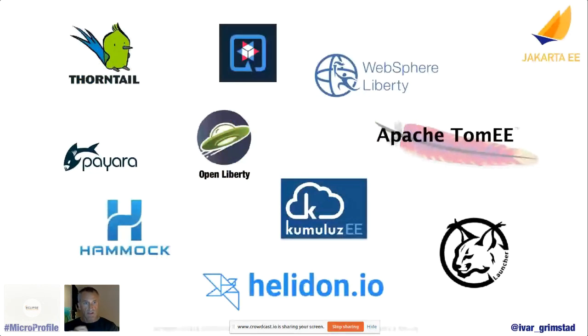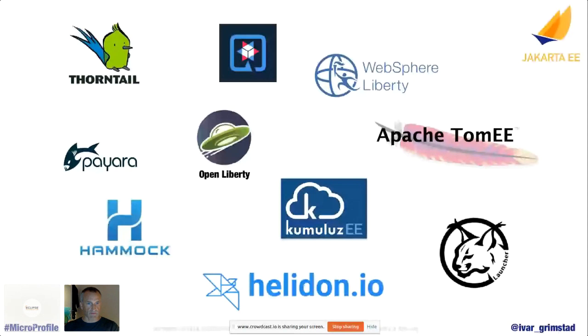So we have a set of APIs, which is MicroProfile, and MicroProfile is then implemented by implementations. Different vendors have different implementations, and we have a lot of them. Thorntail and Quarkus are examples from Red Hat. We have OpenLiberty and WebSphere Liberty from IBM. We have Payara from Payara, Helidon from Oracle, Apache TomEE from Tomitribe. And we have a couple of smaller initiatives like Hammock, Meecrowave, and Launcher, the last one from Fujitsu. In this talk, I'll use 5 of these to demo with.